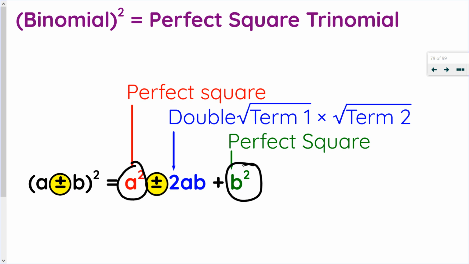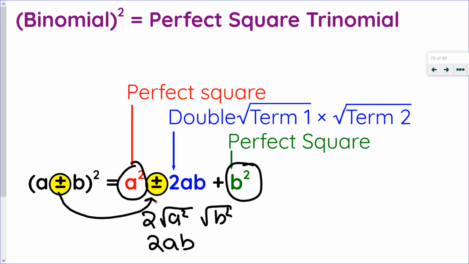And if I take the square root of those two and double it, I get my middle term. So 2 times the square root of a squared times the square root of b squared. So that's 2ab. So doubled in the middle. And then adjust the sign. So if this is positive, this is positive. If it's negative, it stays negative.